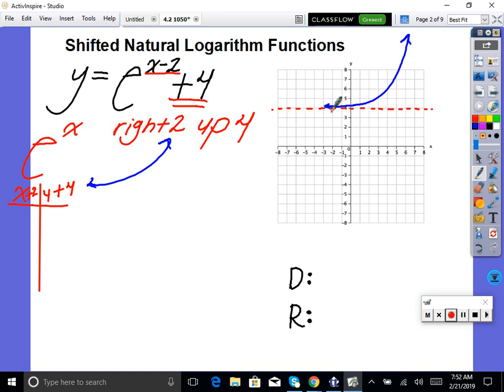Would you guys feel confident, or do you feel like I'm rushing it? Okay, what's our domain for all exponentials? All real numbers, but our range is now 4 to infinity. Okay, good.